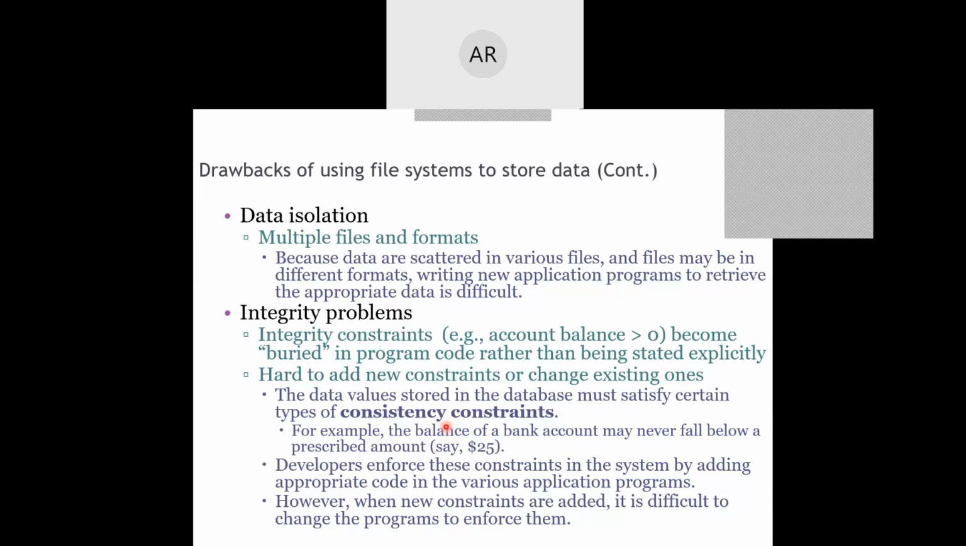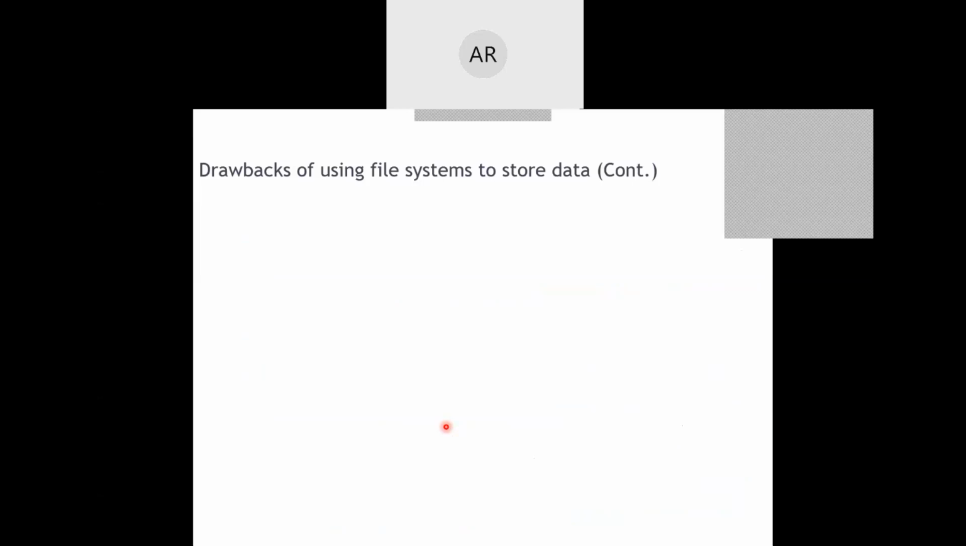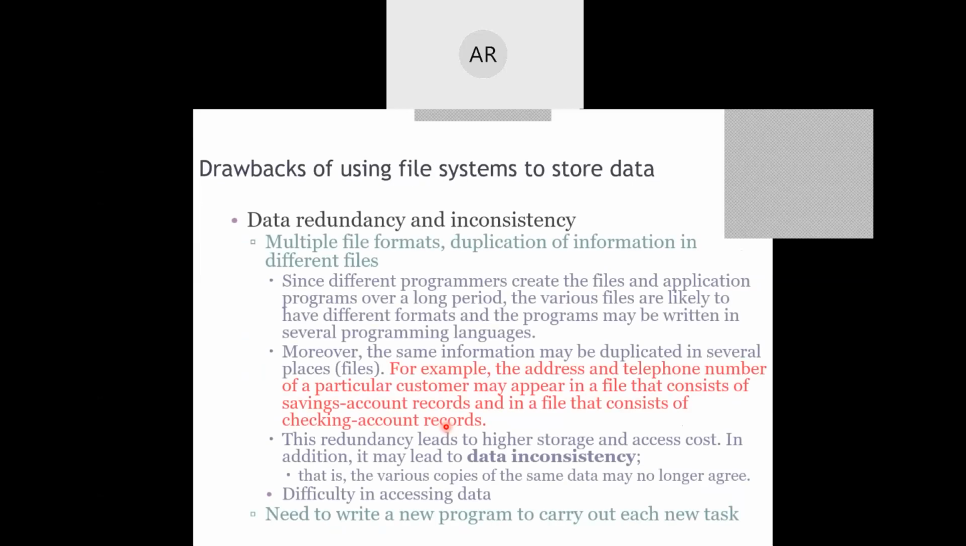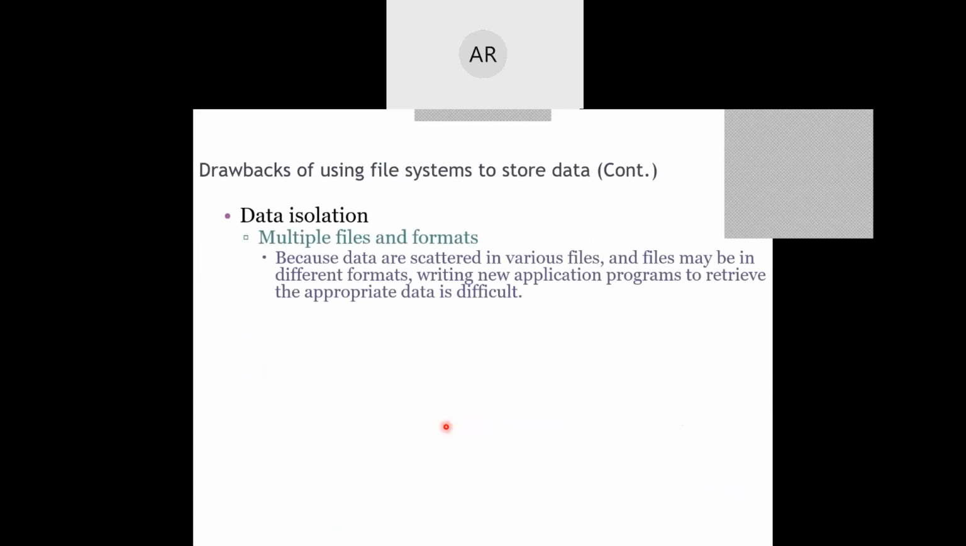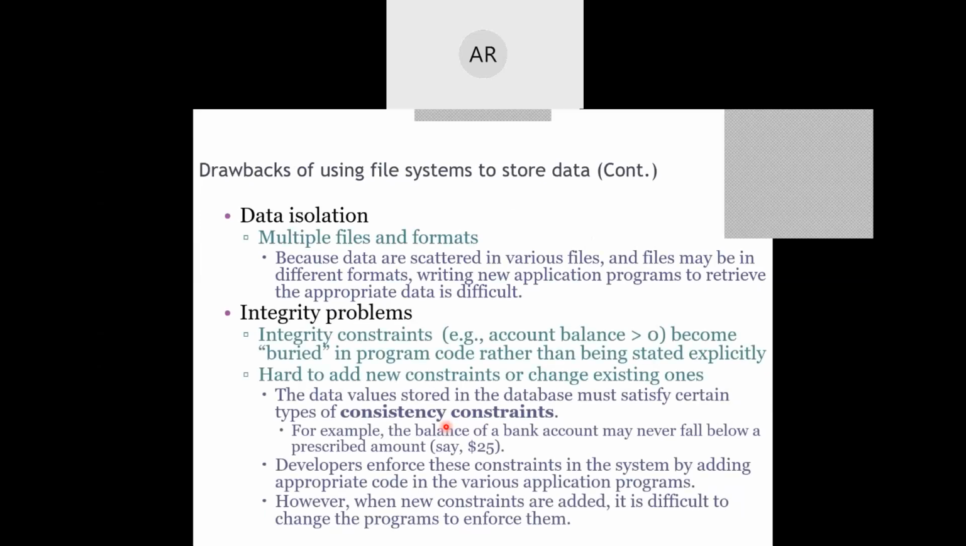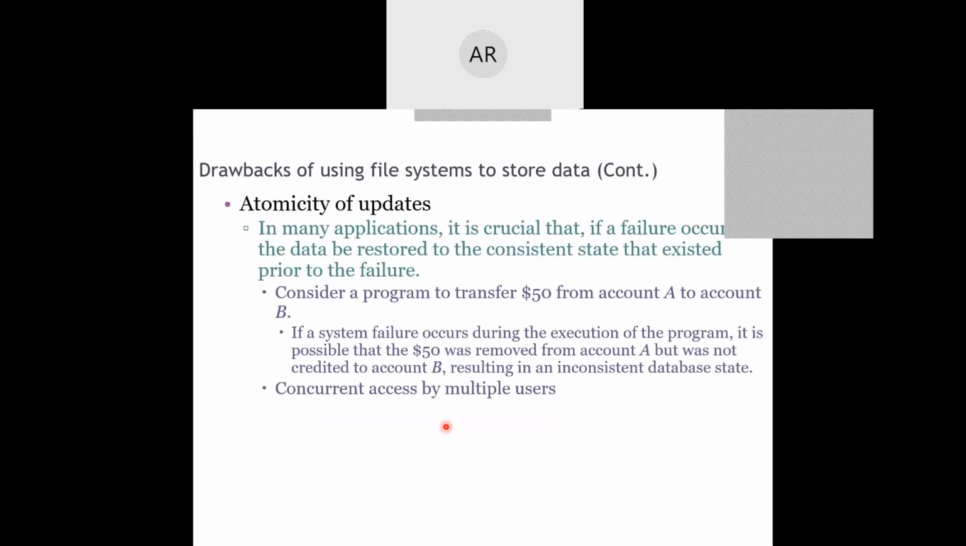So we have seen till now three types of problems. The first one was data redundancy and inconsistency. The second one was data isolation. The third one was integrity problems. Now coming to one of the major drawbacks of the file system, which is atomicity.